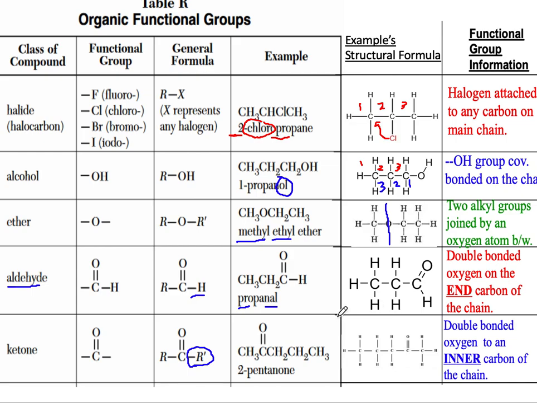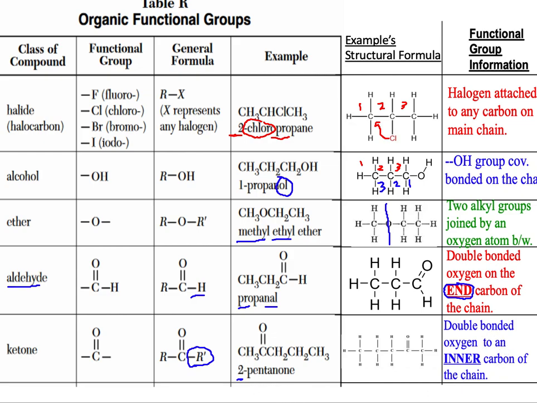We don't need to put a number because it's at the end of the carbon chain. We know that if it's an aldehyde, it's at the end of a carbon chain. You do not need a number because it's always going to be on the end. A ketone, however, we do need the number because it's on an inner carbon.